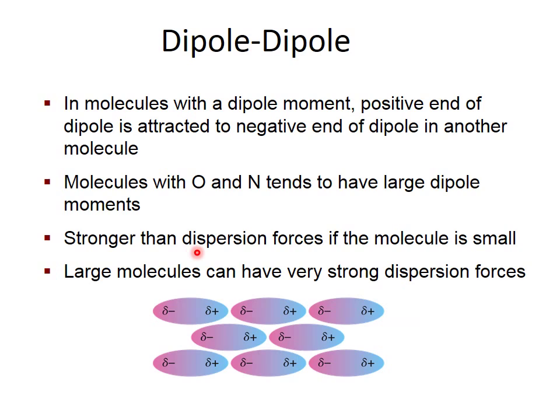This dipole-dipole force is stronger than the dispersion force if the molecule is small. Now, if you have a really large molecule, the dispersion force is going to be really large and it'll overwhelm the dipole-dipole force. But if it's a small molecule, the dipole-dipole force can be stronger than the dispersion force and then cause a greater intermolecular attractive force as a result.